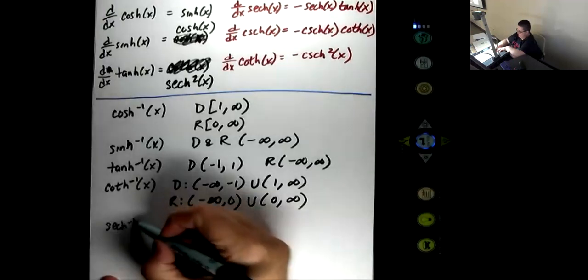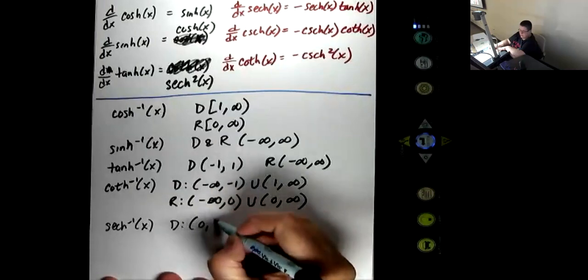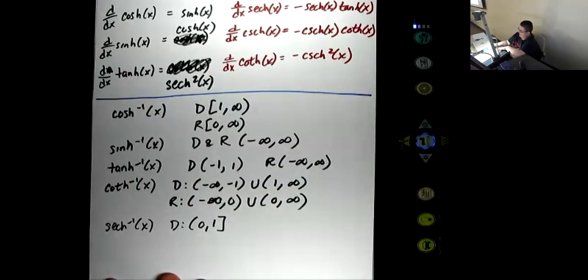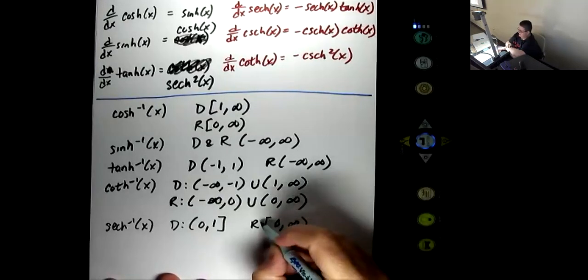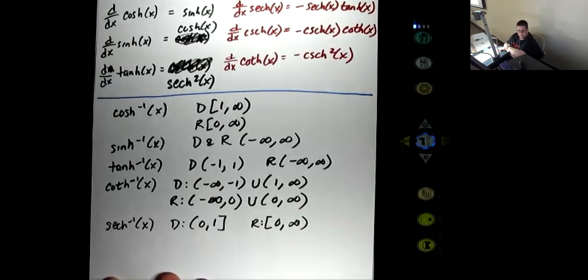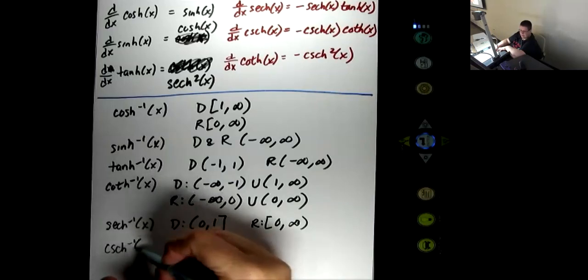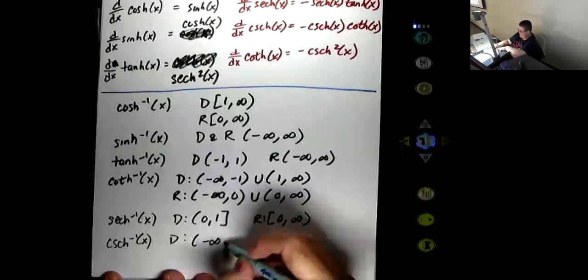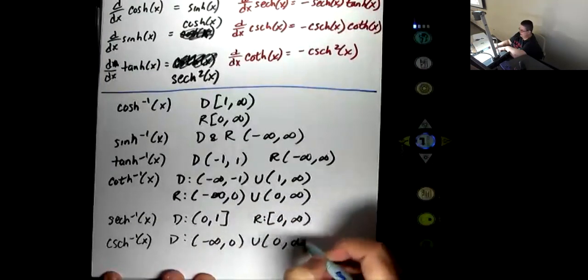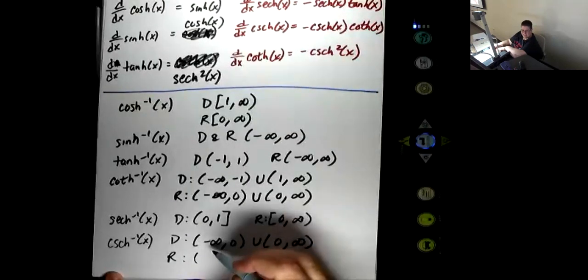Hyperbolic secant inverse: the domain is 0 to 1, and the range is 0 to infinity. And finally, hyperbolic cosecant inverse. It also has one of those twofers. We've got negative infinity to 0 in union with 0 to infinity for the domain. And for the range, we have the exact same thing.